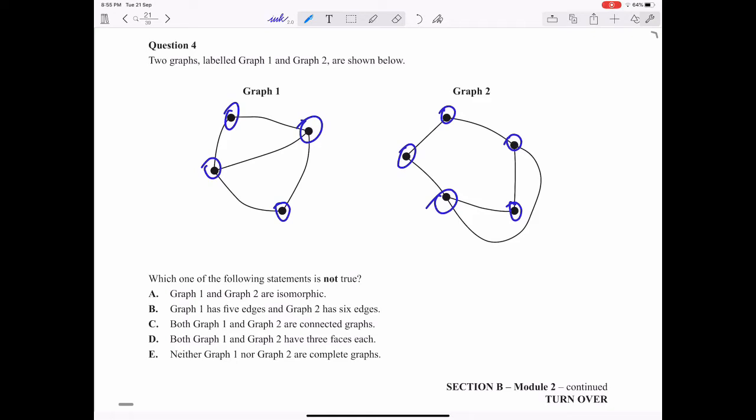But as we can see here, they're obviously different graphs because this graph over here has 5 vertices, whereas this one has 4. So therefore, they're obviously different ones. So therefore, this statement is not true. I'll go through the other options.